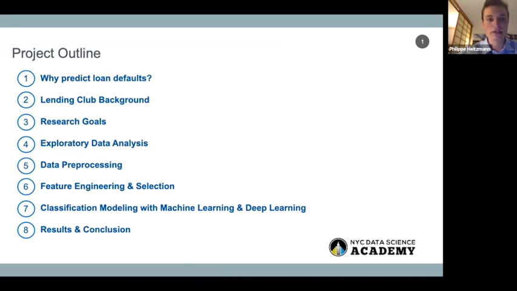So this is the project outline for this project. I'll be walking you guys through number 1, the main question: why should we even care about wanting to predict loan defaults? Number 2, going into some of the background of the LendingClub platform, which is where we source our data from, and basically base all of our machine learning off of.